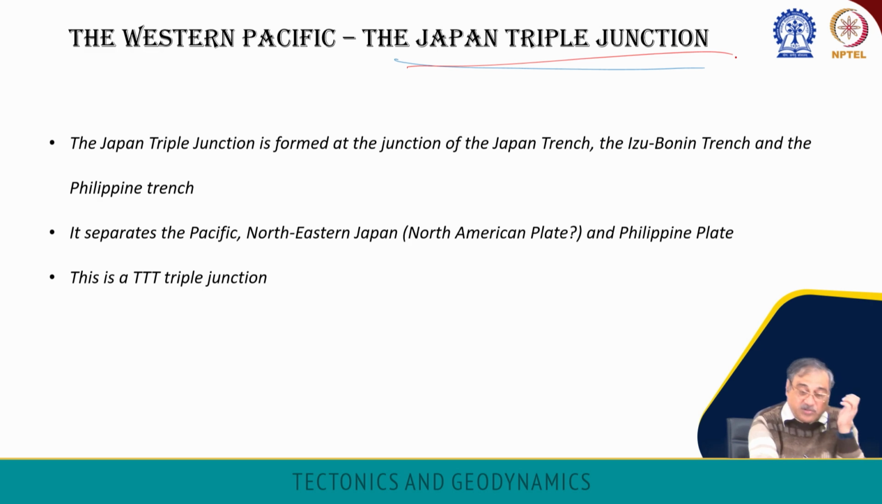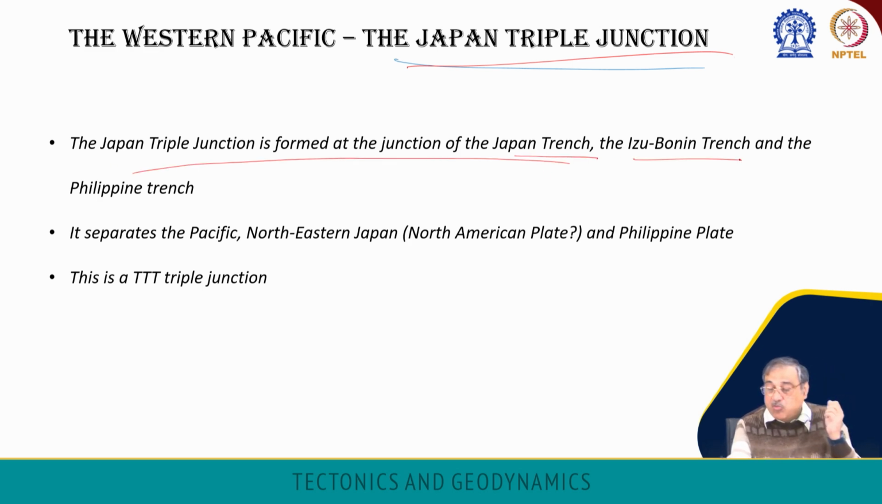Now, the Japan triple junction is at the junction between the Japan Trench, the Izu-Bonin Trench, and the Philippine Trench, right? So there are three trenches which are actually meeting at one point. So this is a TTT triple junction. It separates the Pacific plate, the North American plate, and the Philippine plate. And it's a TTT triple junction, as I told you.